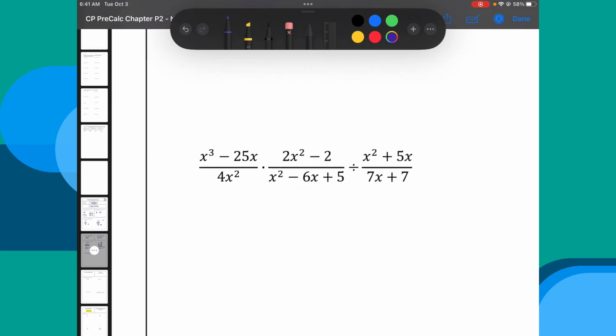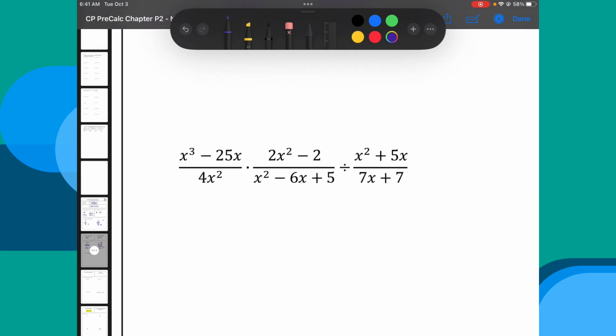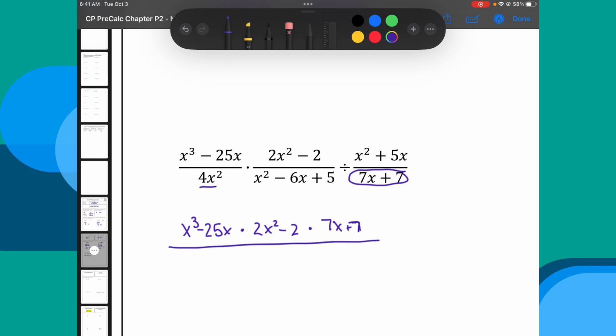All right, and then one more. So here we have multiplication and division. So we're going to leave the first two as they are. This denominator is going to come to the numerator. And then we have our denominators that are originally in our denominators. And then this numerator is going to come down to the denominator.